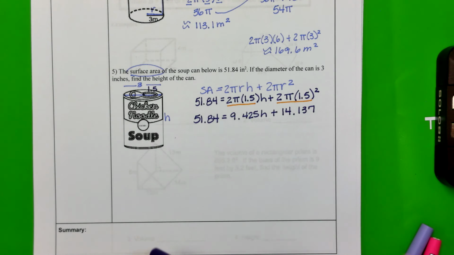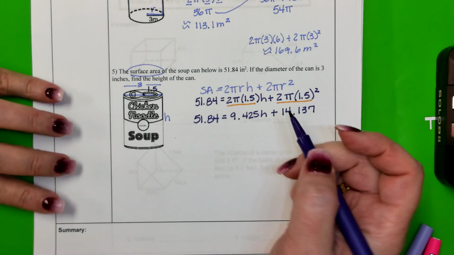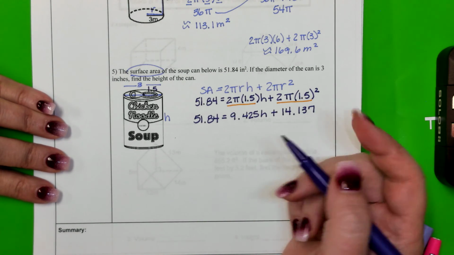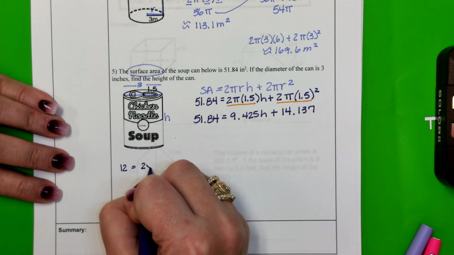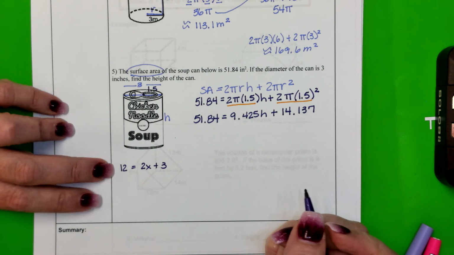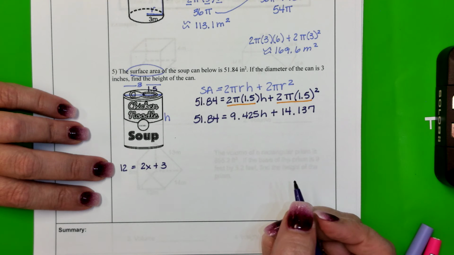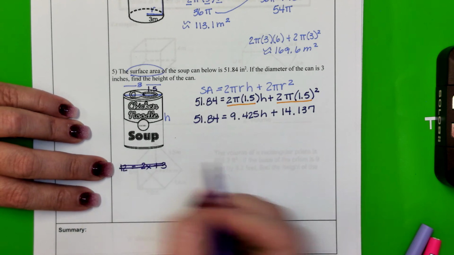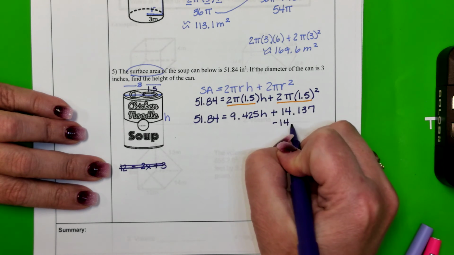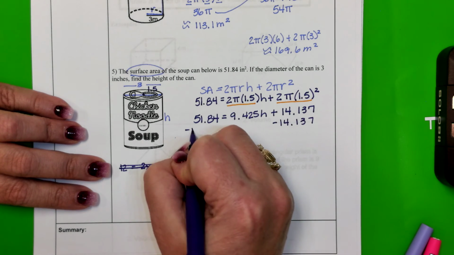So now, you want to go in and you want to solve this problem. Don't let the decimals scare you, right? This looks just like, say for instance, this is what it looked like. You wouldn't even hesitate. You would know how to work that problem. I just made this up so you can see. Don't let the decimals scare you, okay? So come over here, subtract 14.137.